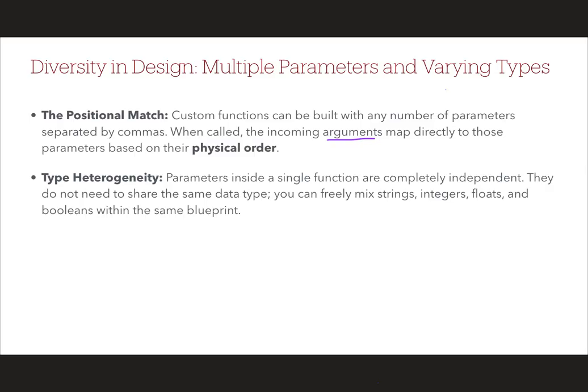And parameters inside a single function are completely independent, meaning they do not need to share the same data type. For one variable, the variable may be integer valued. The remaining variables may be float or boolean as well. So you can mix several variable types. You can even give a list as the variable.